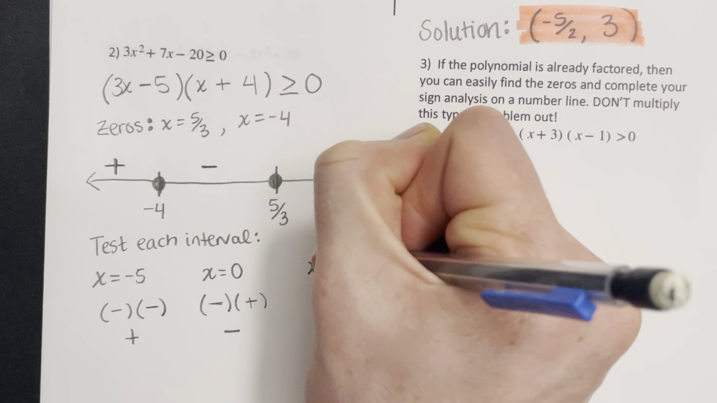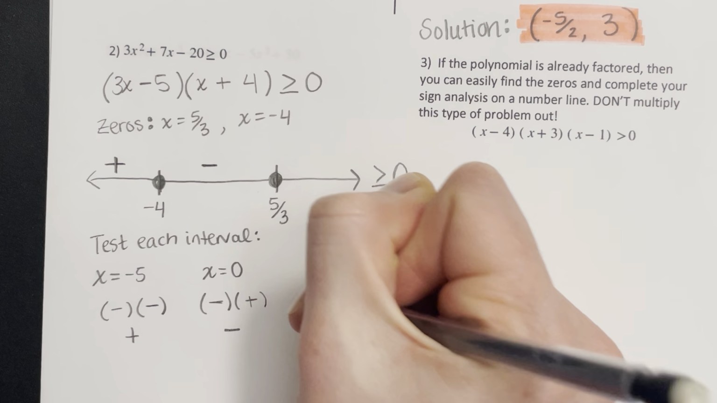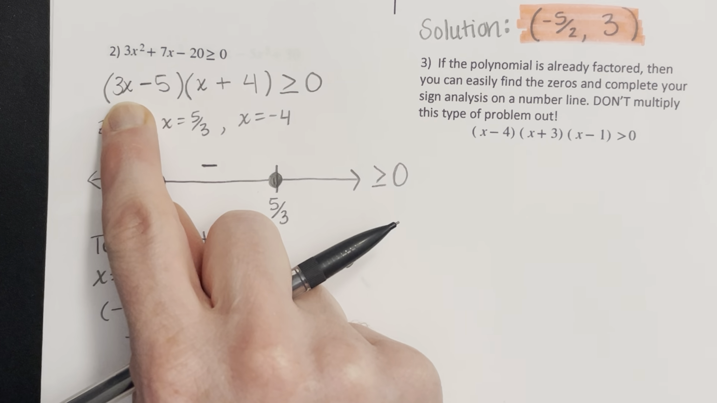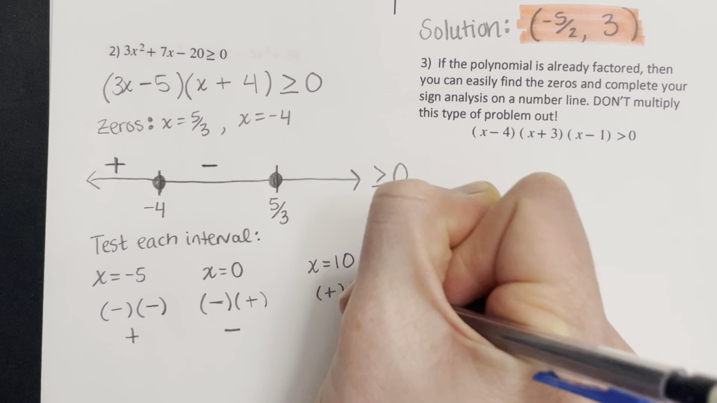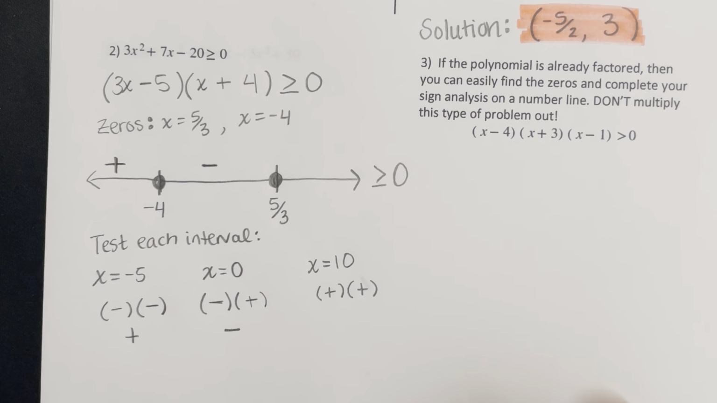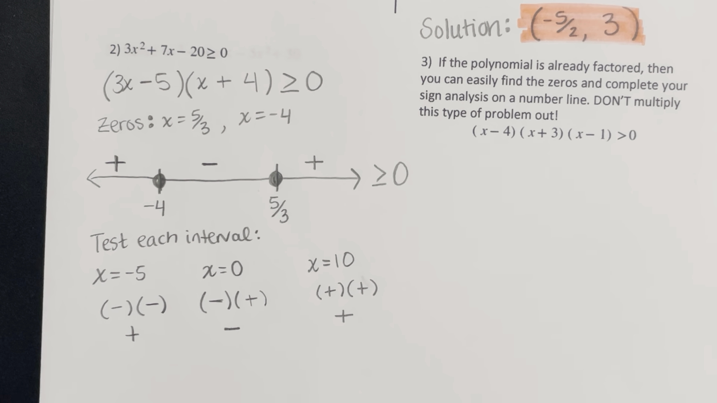If you want to just be sure that you picked something to the right, go a lot bigger. 10 is definitely to the right of it. If I plug in 10, I have 3 times 10 is 30. 30 minus 5 is 25, so that's a positive number. And 10 plus 4 is a positive number. We have a positive times a positive, which is positive.